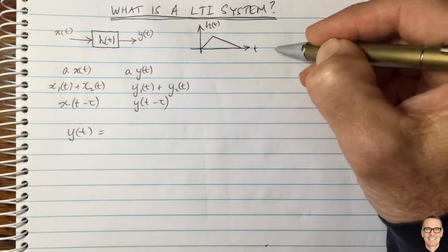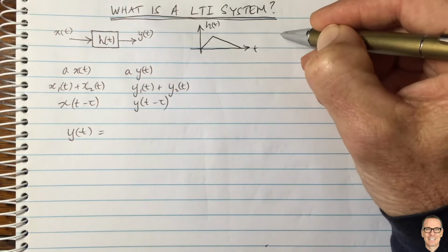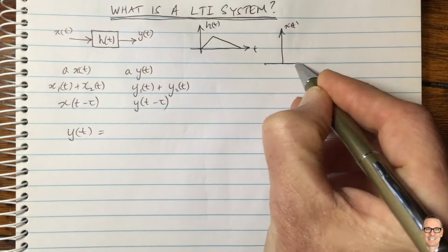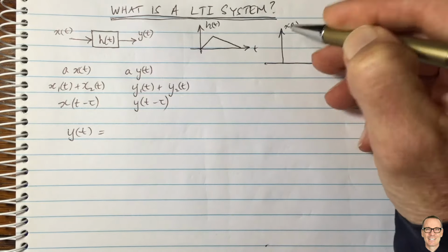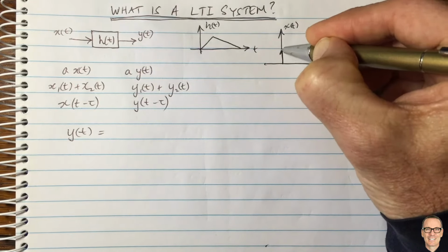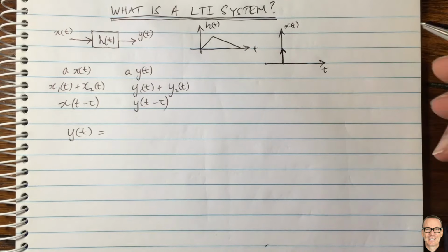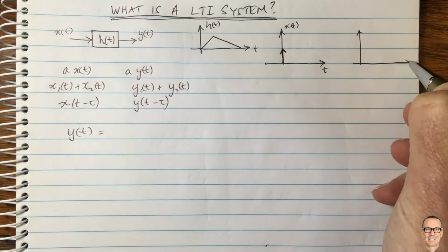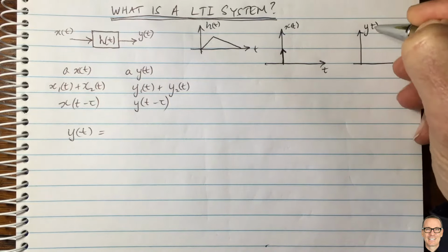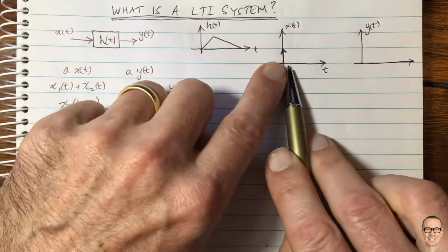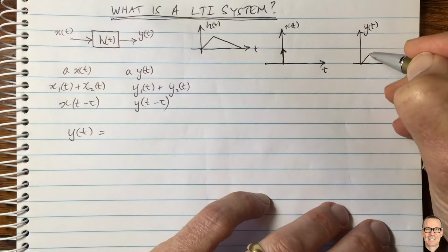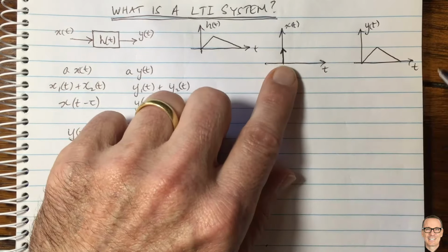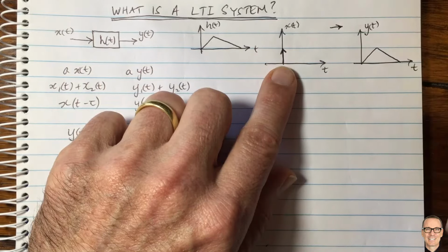So what does that mean? Well, let's draw exactly what that is. If this was the input x(t), an impulse at time zero, so we draw that with a delta function at time zero, then the output would be the impulse response. So the output y(t) would be exactly this. For that impulse, this would be the output. Okay, so that's the definition of the impulse response.